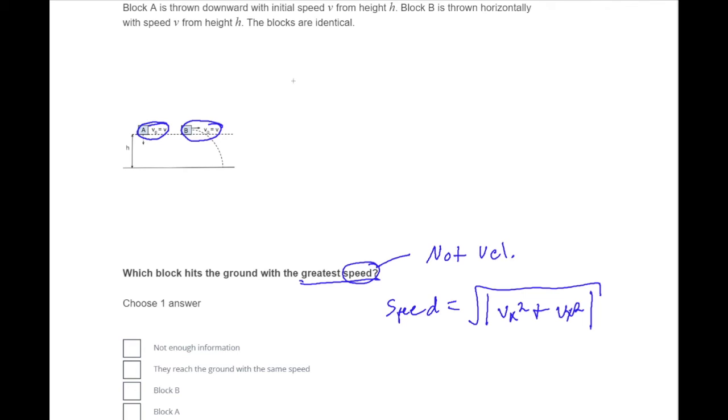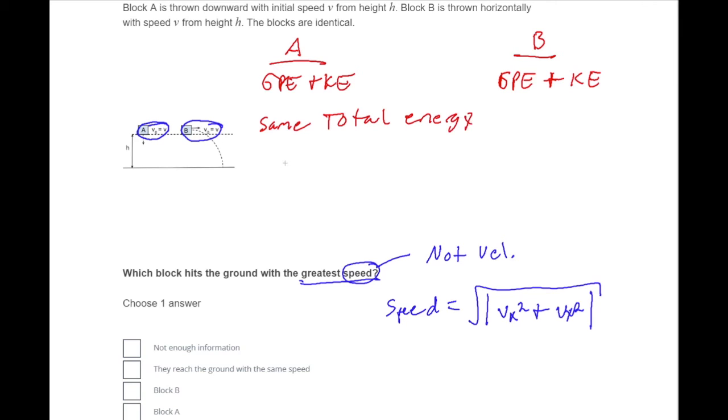So if we look at this problem in terms of energy, we're going to note that block A is starting with some GPE and also starting with some KE. And we have block B, which is doing the same thing. It's starting with some GPE and it's also starting with some KE. It doesn't matter that that initial velocity is pointed to the right. So it's just telling us that both of these blocks are starting with the same energy, which means at the end they're going to end with the same energy.